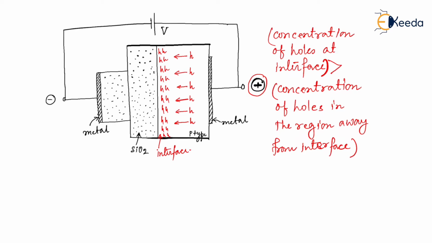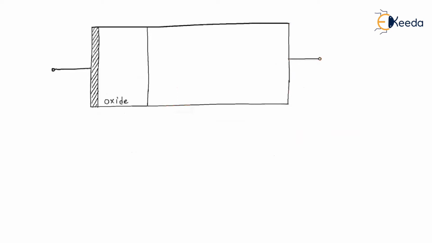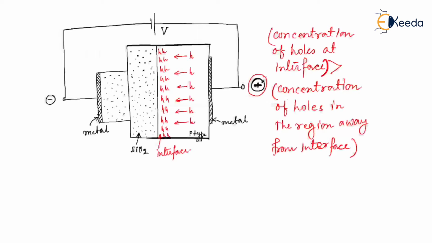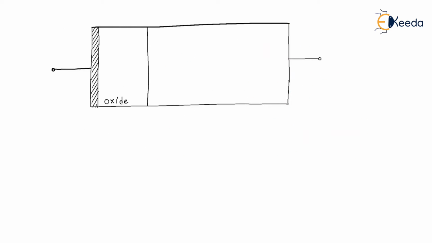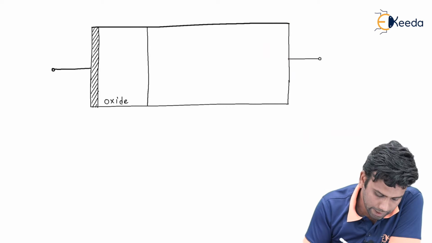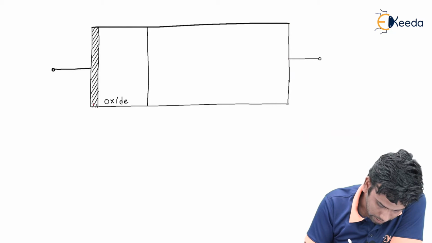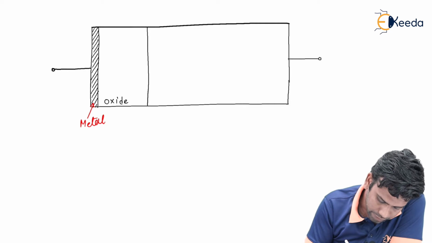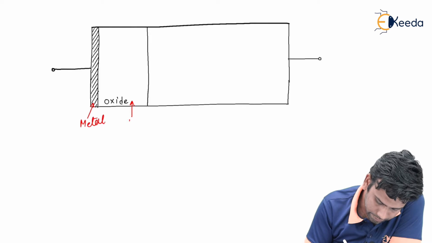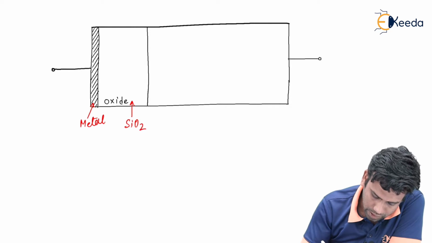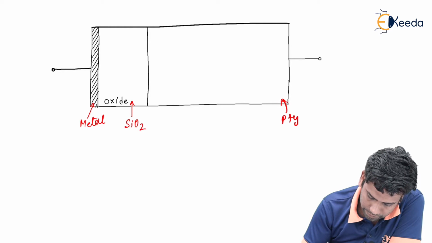This total diagram can be simplified in such a way like this. So I have drawn the previous diagram into a simplified diagram like this, where I have given a metal here. So this is the silicon dioxide layer and this is the p-type substrate.